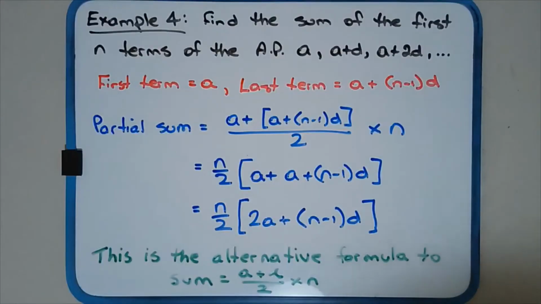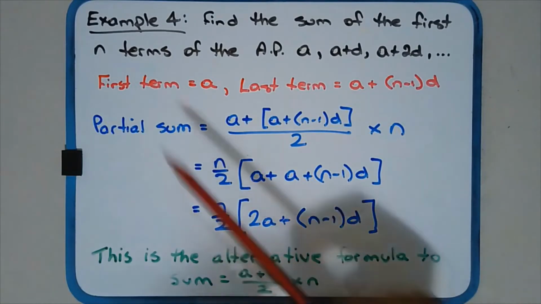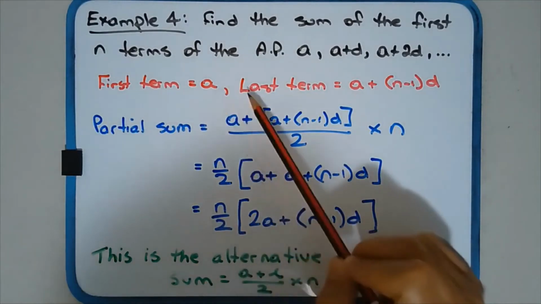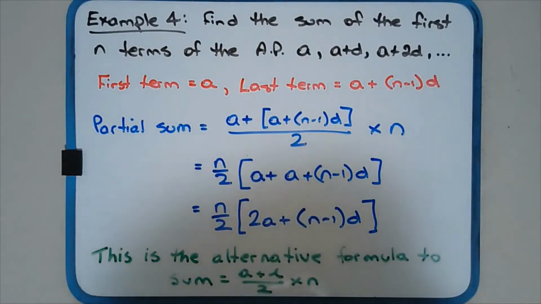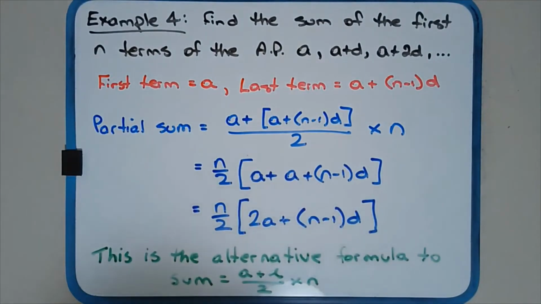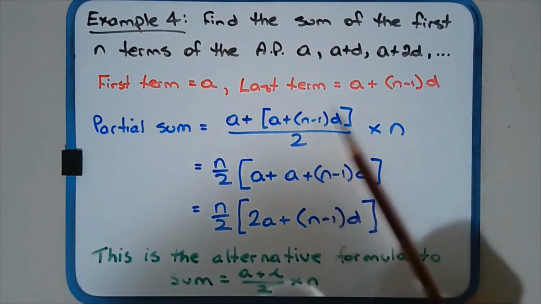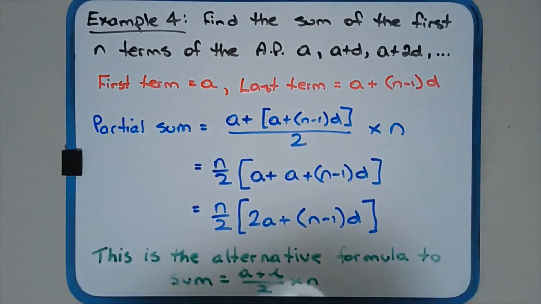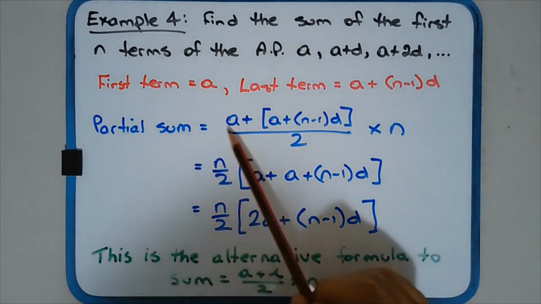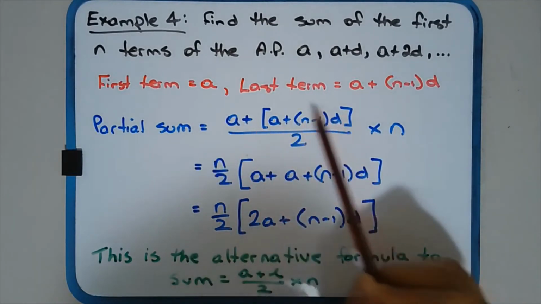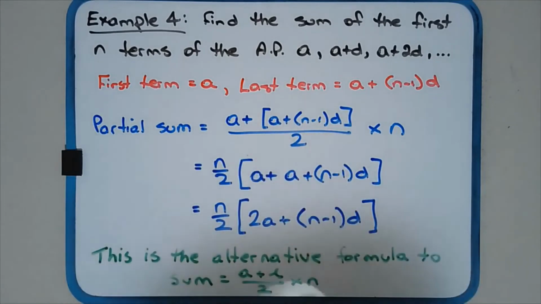Example 4. Find the sum of the first n terms of the arithmetic progression a, a plus d, a plus 2d, and so on. Now the first term of this AP is a, and the last term is a plus n minus 1 d. There are n terms that we're going to add together in this arithmetic progression. So let's use the same formula that we used in the previous examples. That is, the partial sum is found by taking the average of the first and last terms and then multiplying it by the number of terms that we're going to add together. So the partial sum is equal to a plus a plus n minus 1 d, so first and last terms, the average of those two.